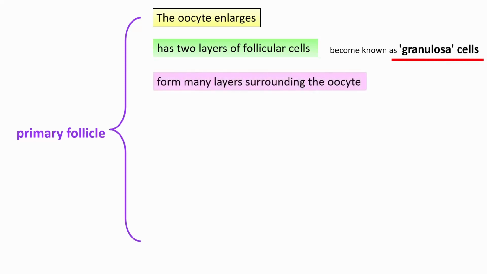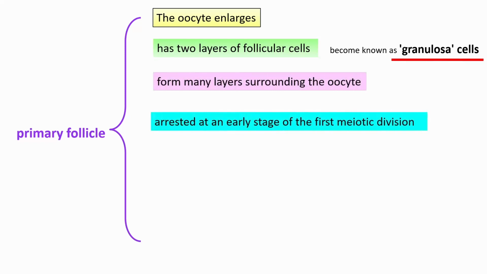Now, these two layers become more than two, and they are multiple, and then the follicle is to be called multi-layered primary follicle. Now, the oocyte itself is arrested at a very early stage of first meiotic division, and that is the prophase.